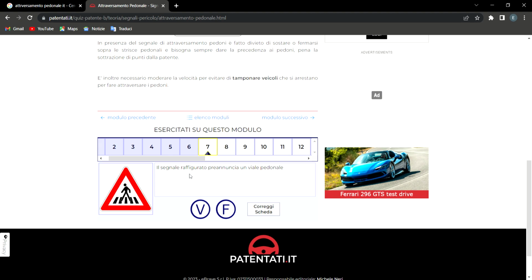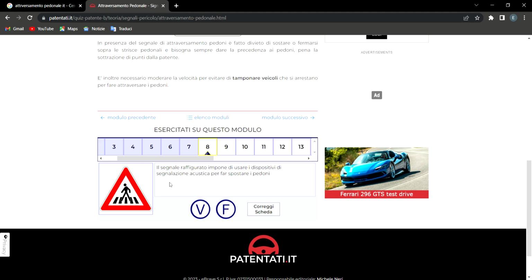Number 7 says: il segnale raffigurato pronuncia un viale pedonale. Viale pedonale is different from the pedestrian crossing. Viale pedonale is a normal road which permits only the transit of pedestrians, where only people can walk on that part of the road. This very one is a crossing sign, which is different. So this very sign is an attraversamento pedonale, not a viale pedonale. So the answer is false.